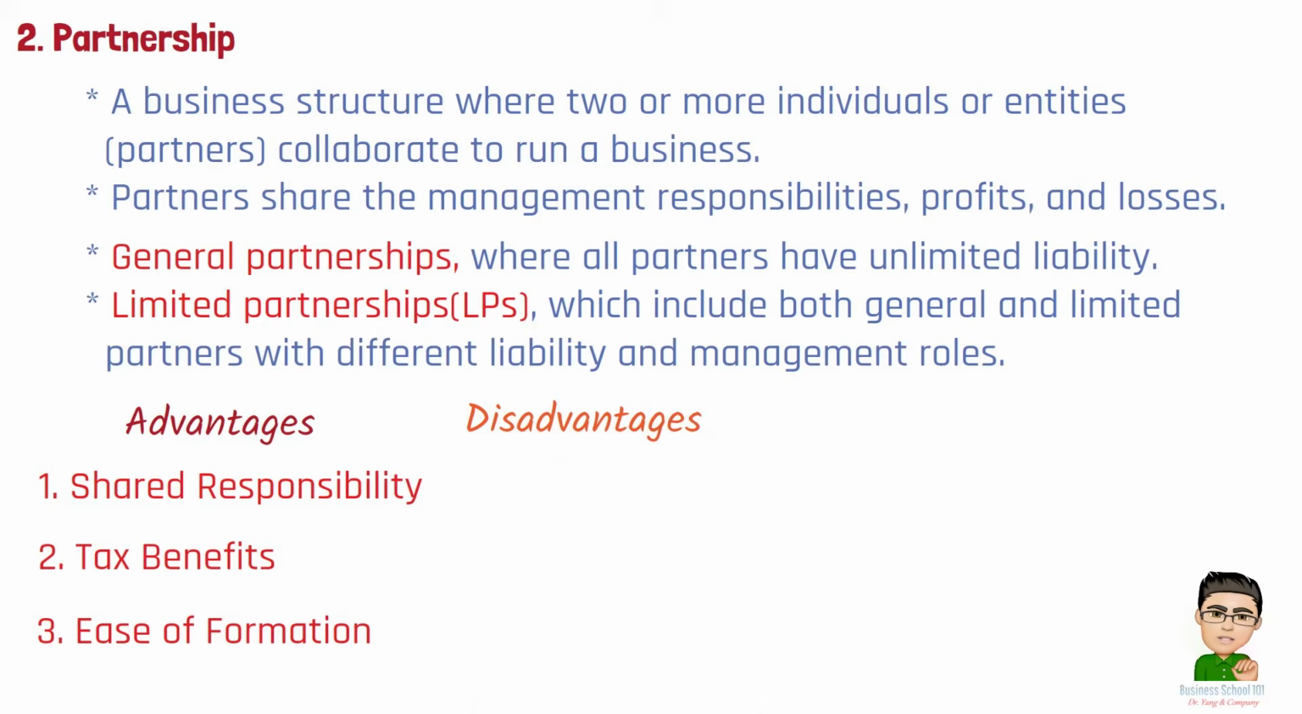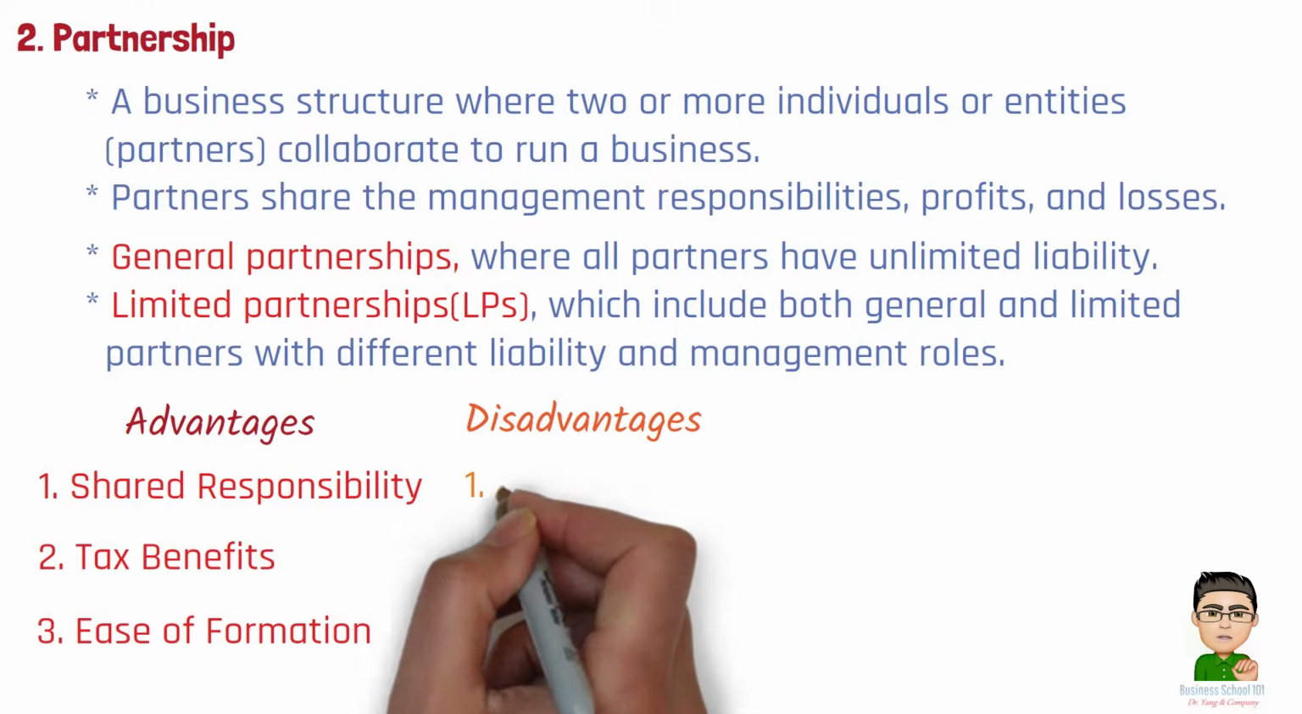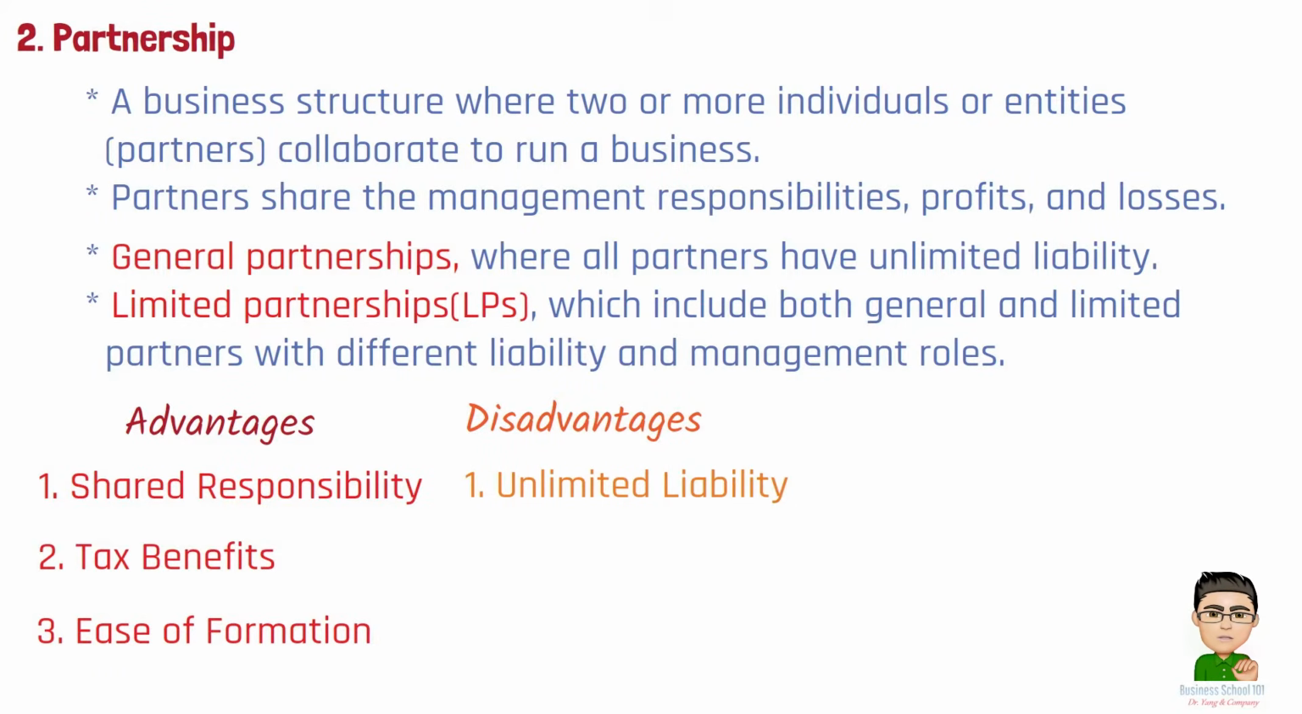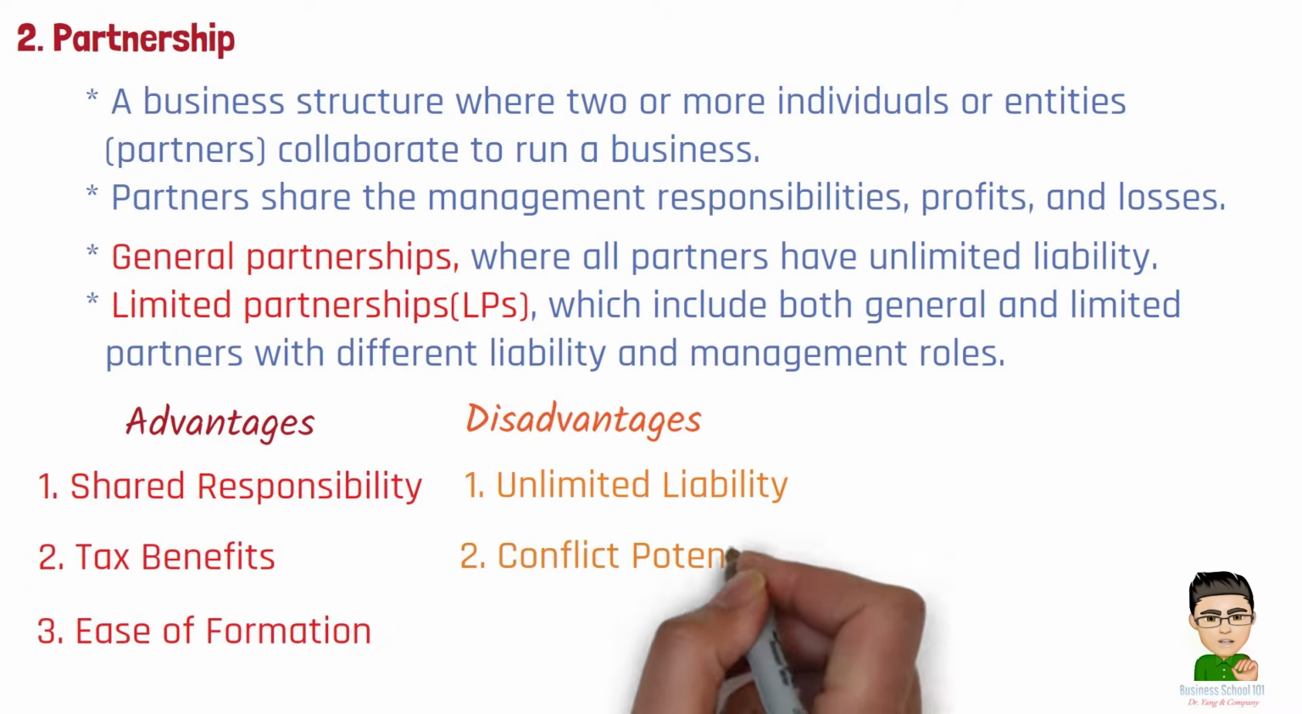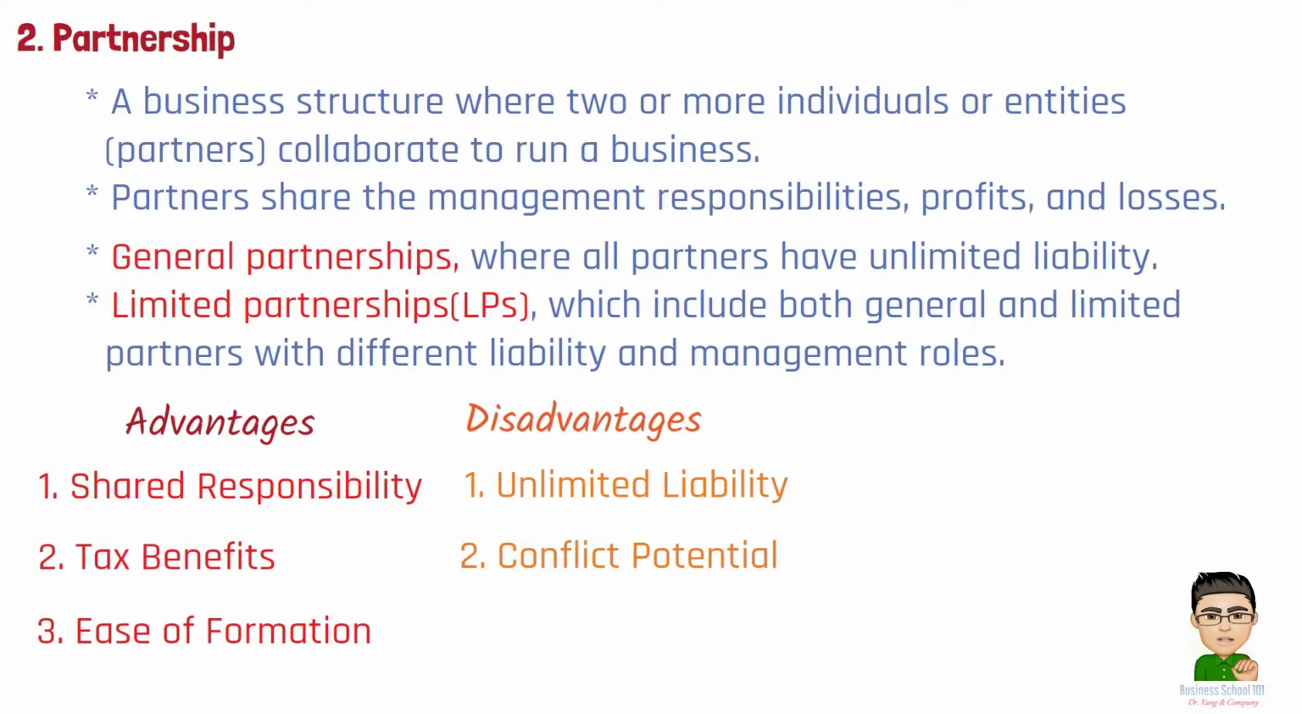However, its disadvantages include: Number 1. Unlimited liability for general partners. General partners have unlimited personal liability. Number 2. Conflict potential. Disagreements among partners can lead to conflicts. Number 3. Shared profits. Profits must be shared among partners, potentially limiting individual earnings.